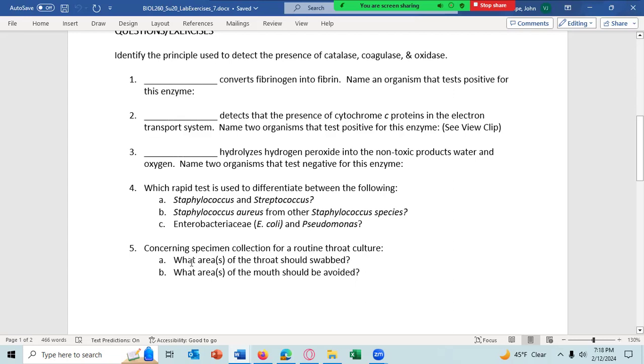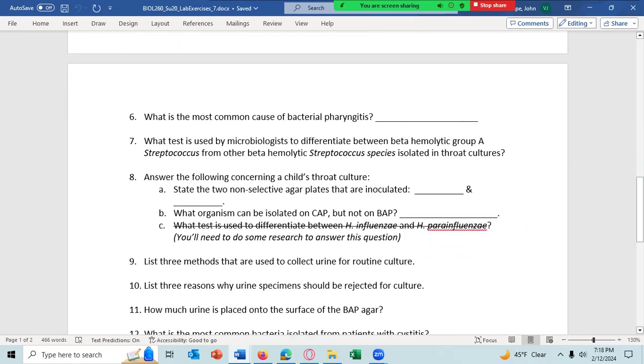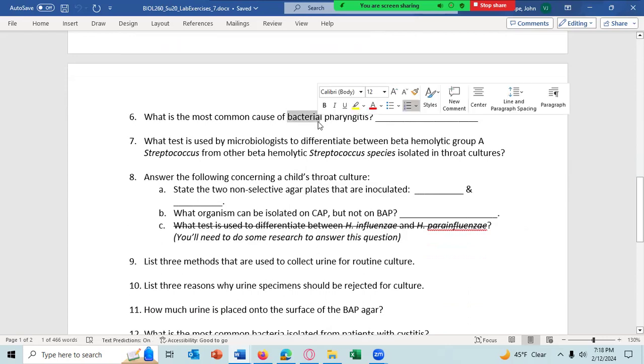5, concerning specimen collection for routine throat culture, what areas of the throat should be swabbed? And 5B, what areas of the mouth should be avoided? 6, what is the most common bacterial cause of pharyngitis, meaning what is the most common cause of a bacterial sore throat? And you do need to state a bacteria. So don't give me like the common cold, because that's not a bacteria.